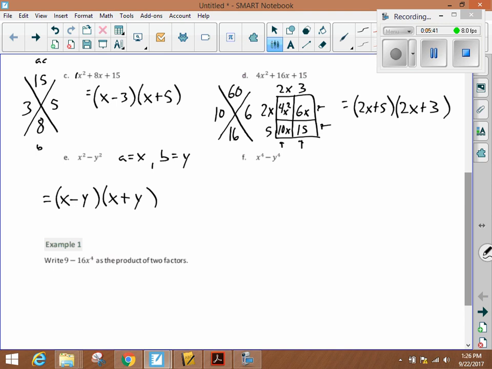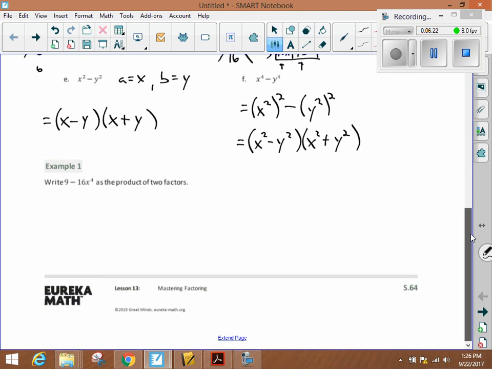Here we go. And the next one, well, hey, can I rewrite this as x squared to the second power? So x squared squared, right? Minus y squared squared. And that would mean that my a for my difference of squares formula is going to be x squared, and my b would be y squared. So that means that I can call this x squared minus y squared times x squared plus y squared. There it is.